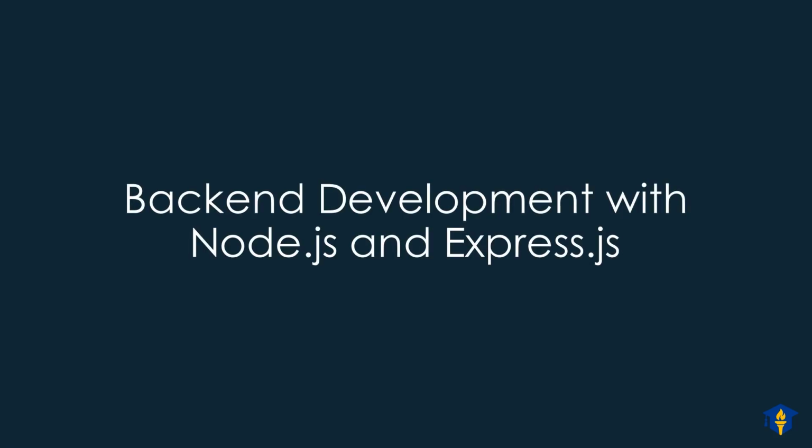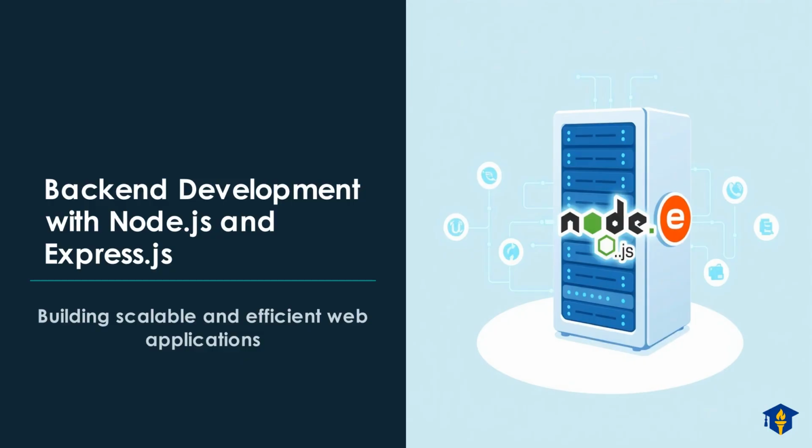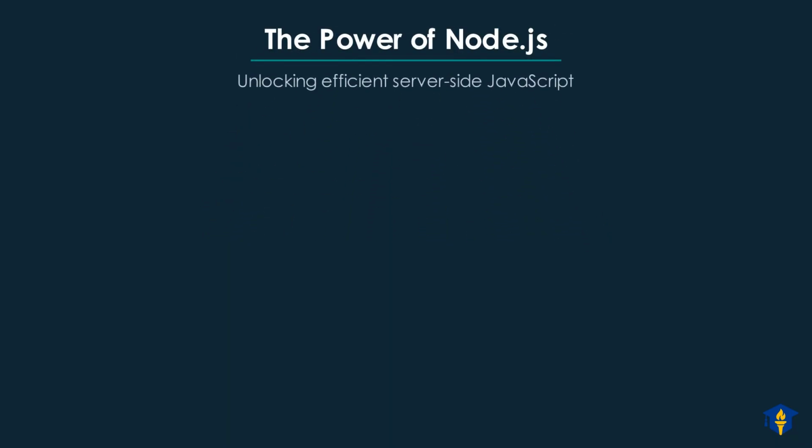Welcome to our module on backend development, focusing on how to build robust applications using Node.js and Express.js. We will explore building scalable and efficient web applications by leveraging these powerful JavaScript technologies. Let's begin by exploring the incredible power and capabilities of Node.js, a crucial technology for modern backend development. We will see how Node.js unlocks the potential for highly efficient and scalable server-side applications using JavaScript.